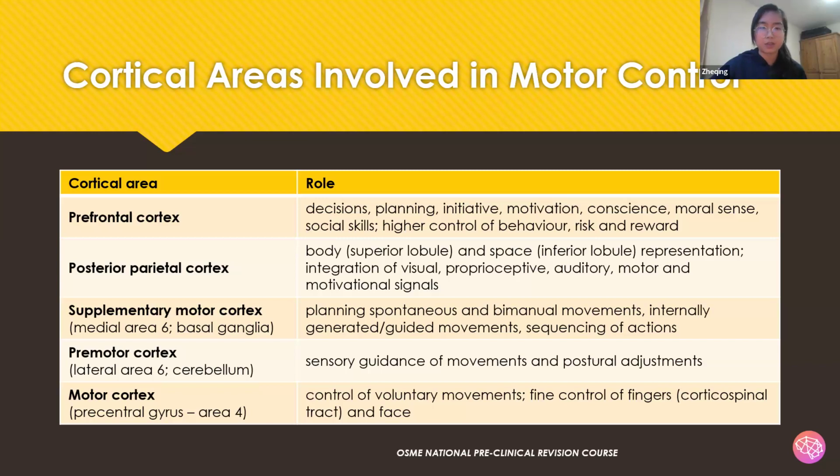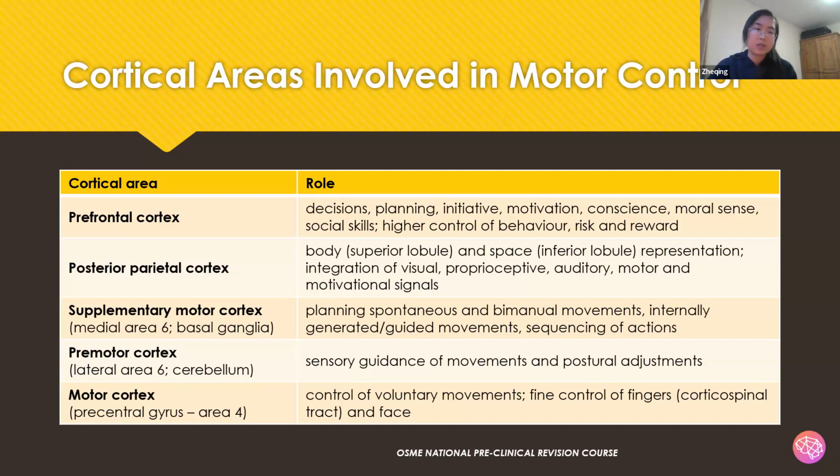So the supplementary motor cortex, which I mentioned earlier, has inputs from the basal ganglia and it's in medial area 6. It's involved more in planning of spontaneous environmental movements, as well as internally generated and guided movements and sequencing of actions. So planning and sequencing.